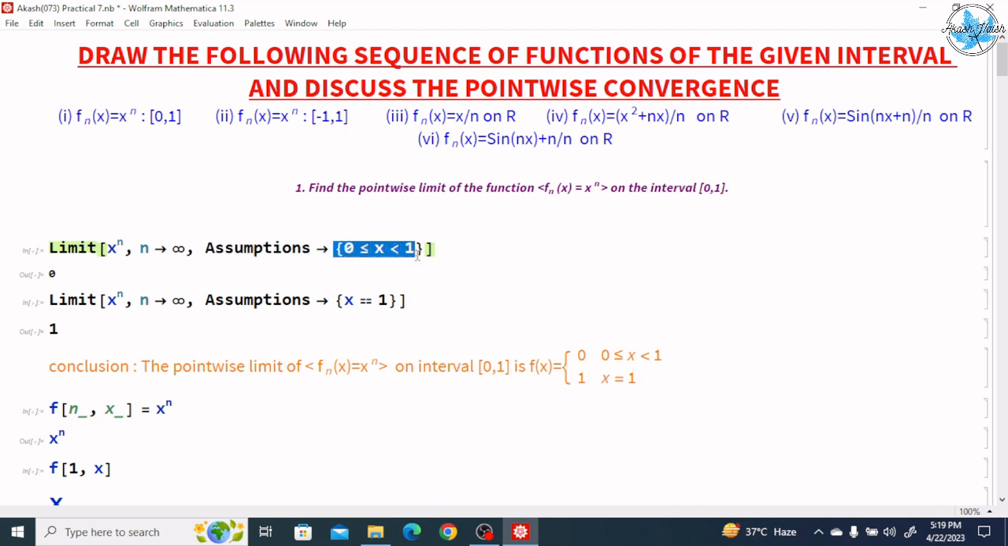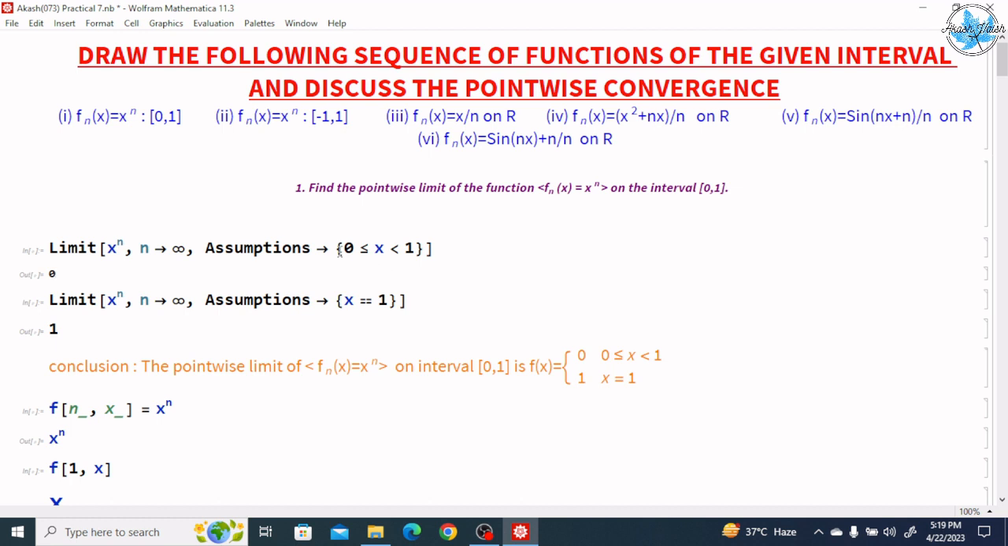Now first I am finding the limit of x to the power n, where my x lies as 0 less than or equal to x less than 1. Why less than 1? Because when you put the value of x to be 1, then 1 to the power n, when n tends to infinity, the limit is 1. But if the value of x is less than 1, that is 0.99, or 0.9 to the power n, where n tends to infinity, then you can see the function goes to the limit 0.